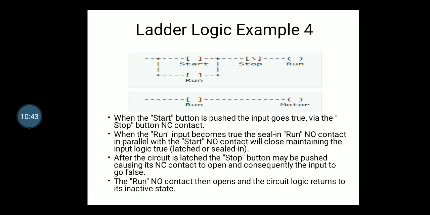Okay, so I am reading it once again. When the start button is pushed, the input goes through the stop button, that is NC, normally closed. When the run input becomes true, the sealing contact, that is the run NO contact in parallel with the start, that is the normally open contact, will close, maintaining the input logic true. After the circuit is latched, meaning when the motor has started, the stop button may be pushed, causing its normally closed contact to open, and consequently the input goes false. The run normally open contact then opens the circuit, and logic returns to its inactive state. That is the normally open one.